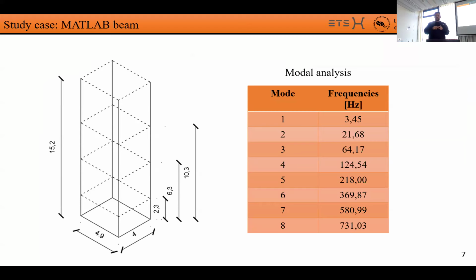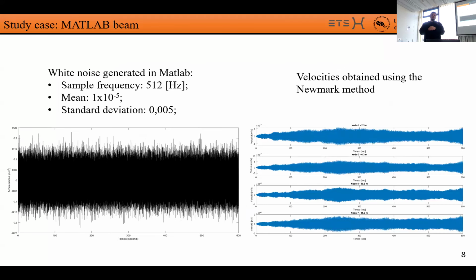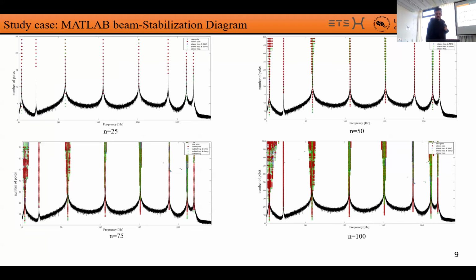This is a very simple beam fixed at the base, in which we imagine using four monoaxial velocimeters. The first thing we did was a simple modal analysis in order to get all the frequencies of this beam. Then we generated a white noise in MATLAB, and with the Newmark method we obtained the velocities, and with the velocities we ran the covariance-driven SSI.